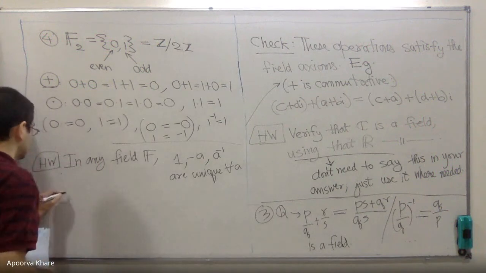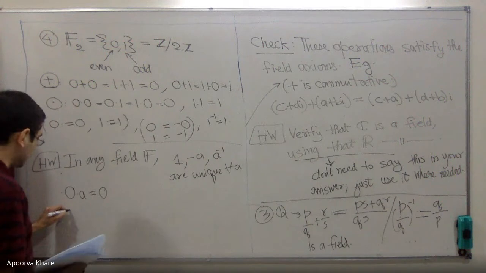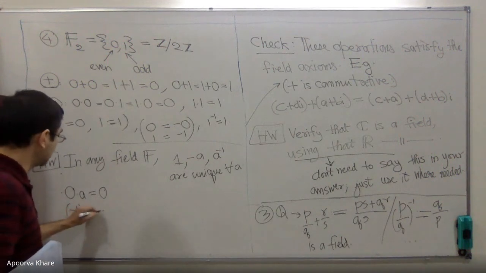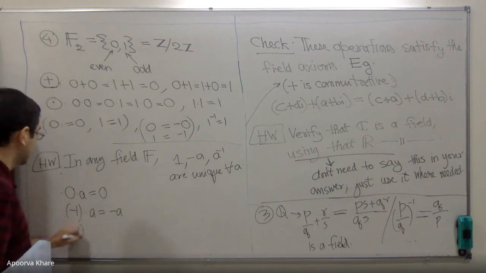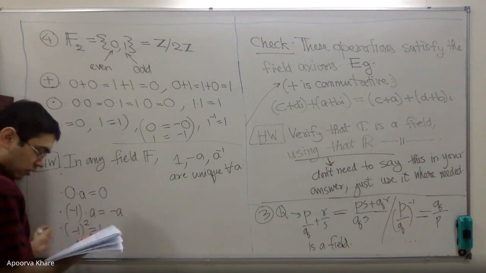You have something like this: 0 times anything is 0. 1 times anything is 1, of course. Minus 1, the negative of 1, times anything is minus A. Negative 1 squared is 1. And lots of different such things.